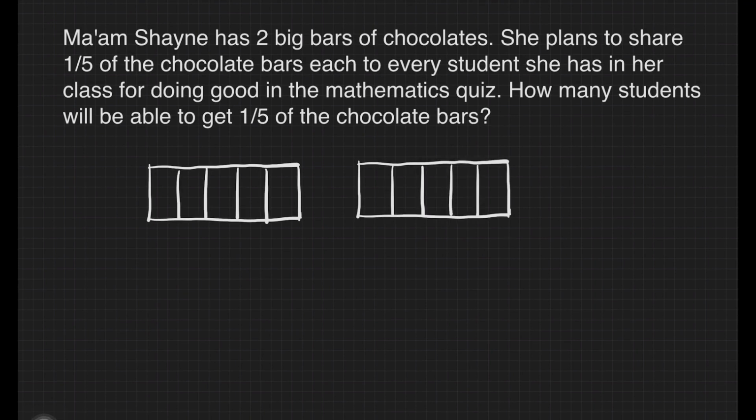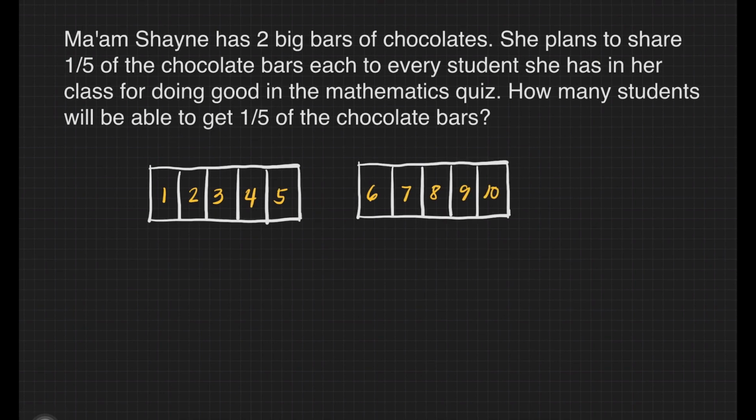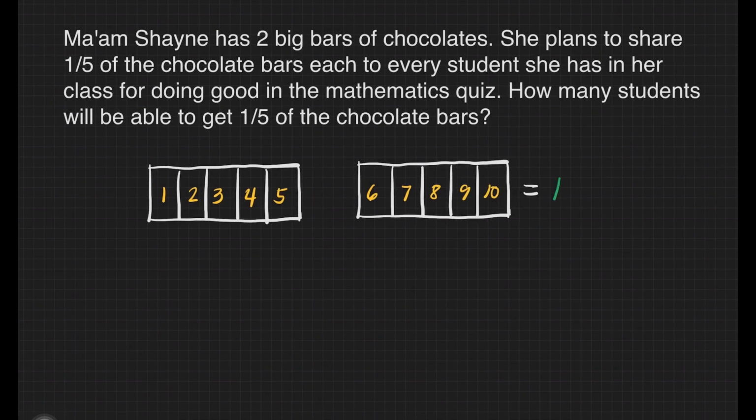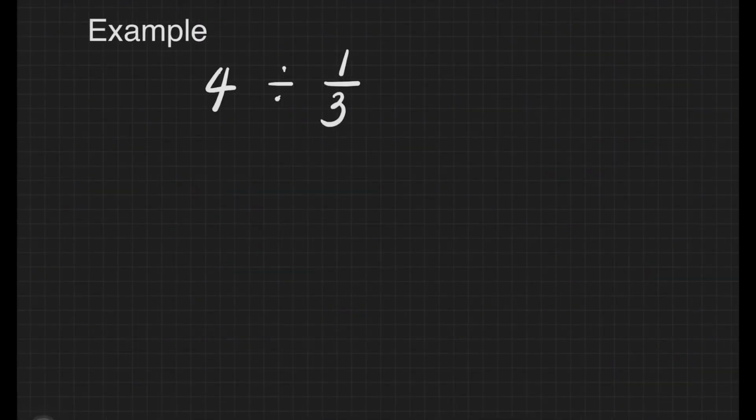Now let's count the number of 1/5 we can find in each bar. That is 1, 2, 3, 4, 5, 6, 7, 8, 9, and 10. That makes 10 students. It means there are 10 students who will receive 1/5 of the chocolate bars. And that's it. Now let's have 4 divided by 1/3.